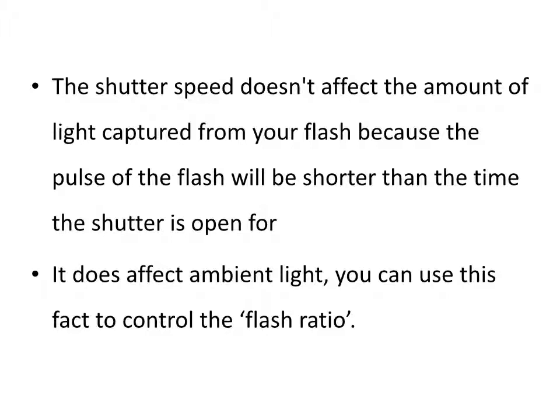The key to understanding exposure with flash photography is to remember that the shutter speed won't affect the amount of light that gets captured from your flash. This is because the flash pulse is only a fraction of the actual length of your shutter speed. What the shutter speed will control is the ambient light and how much of the ambient light you let into your camera. These two things together are referred to as the flash ratio.